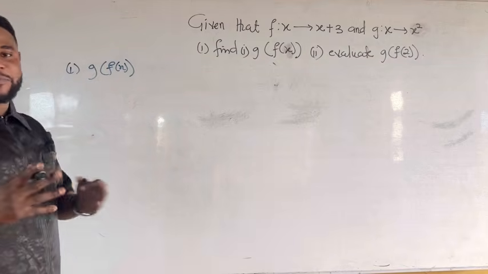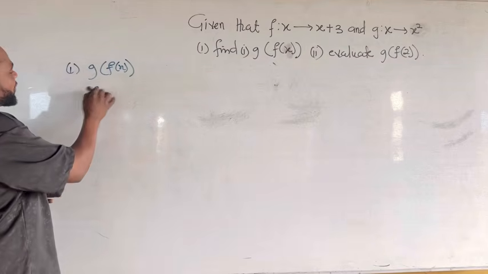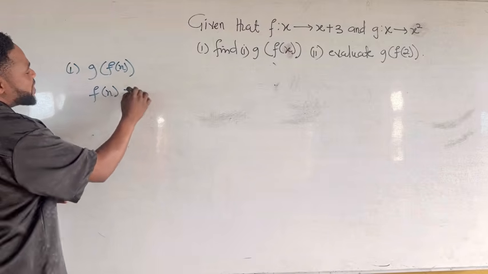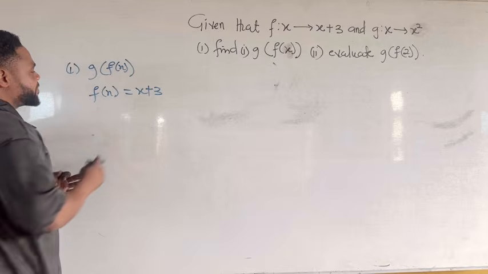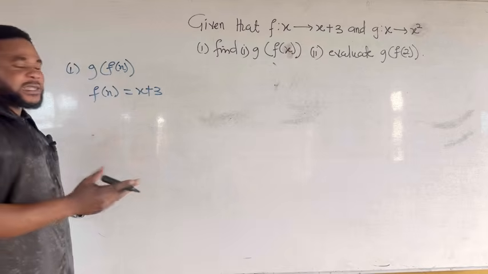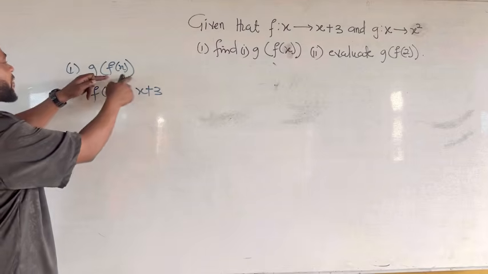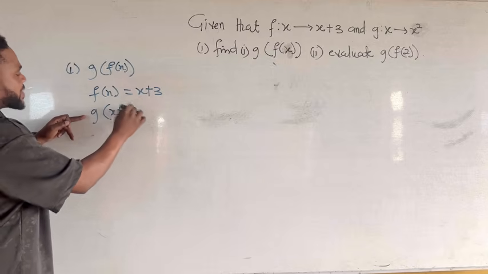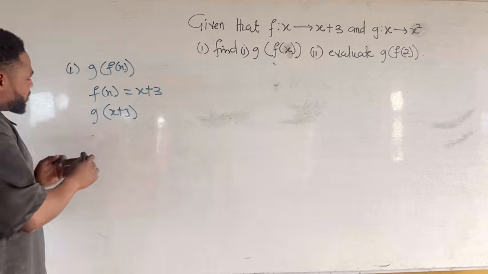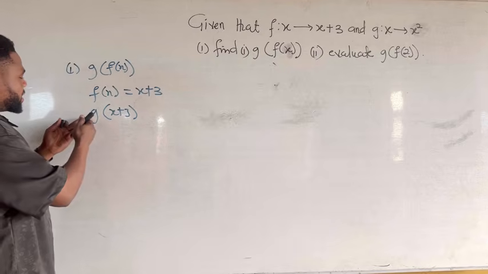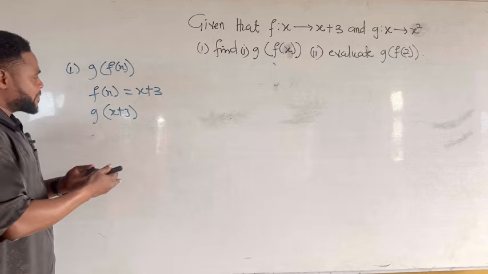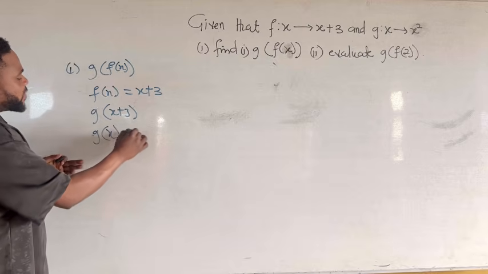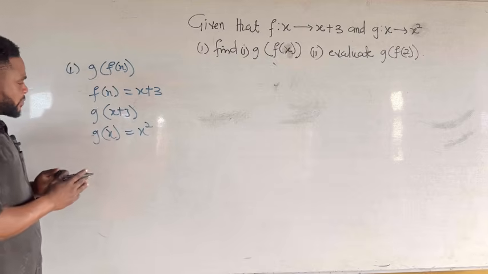Mathematically, f of x, which is the one in the bracket, is given as x plus 3, which implies that g of f of x will be g of x plus 3. Now, how can we simplify g of x plus 3? It means that we have to use the g of x function, which is given as x squared.